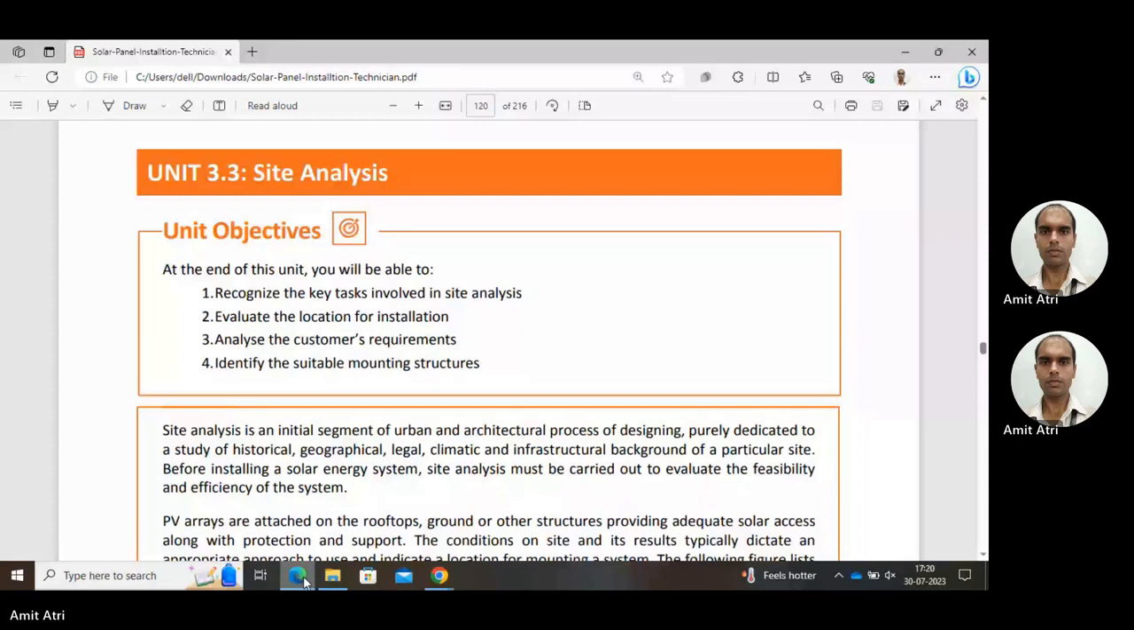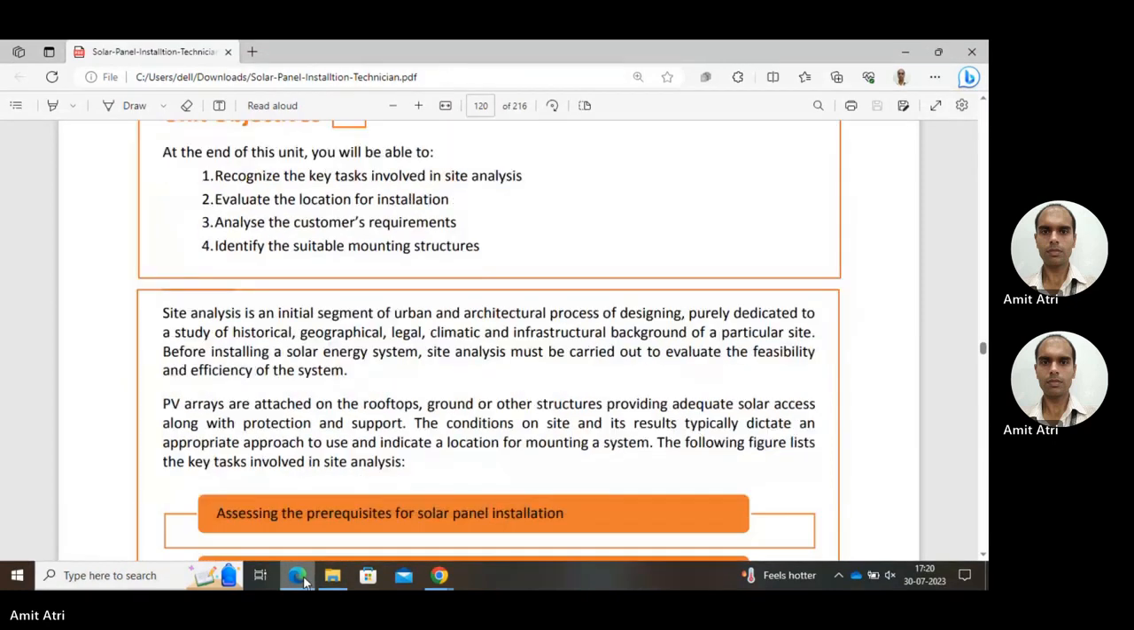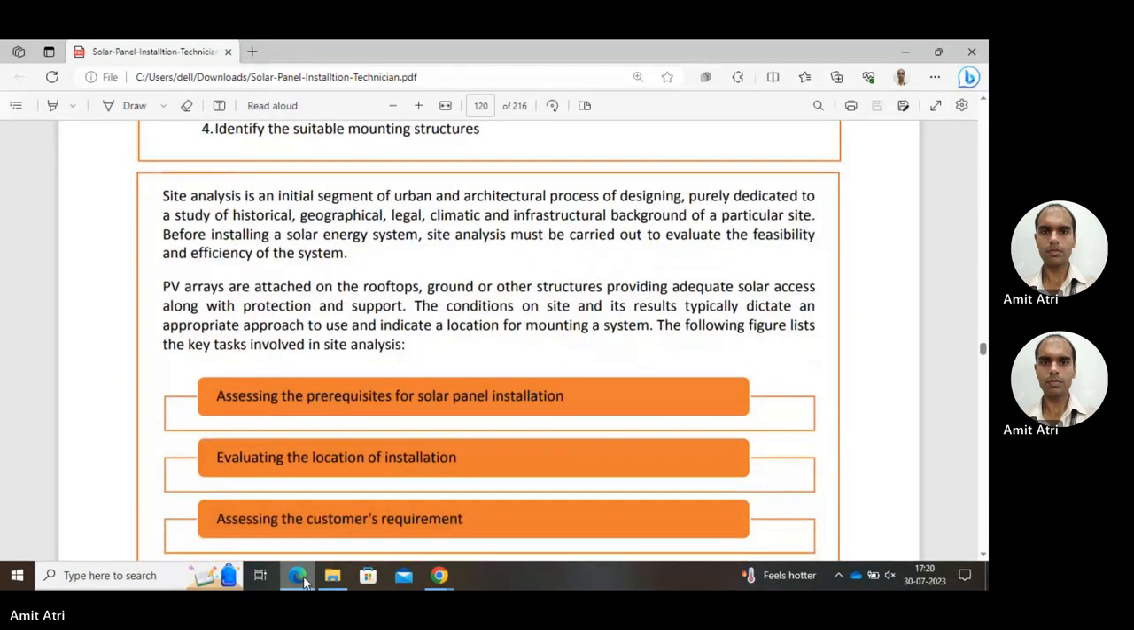We will discuss unit number 3.3, that is site analysis, in the solar PV installer course. Site analysis is an initial segment of the urban and architectural process of designing. Initial means we have to begin with the site analysis itself.